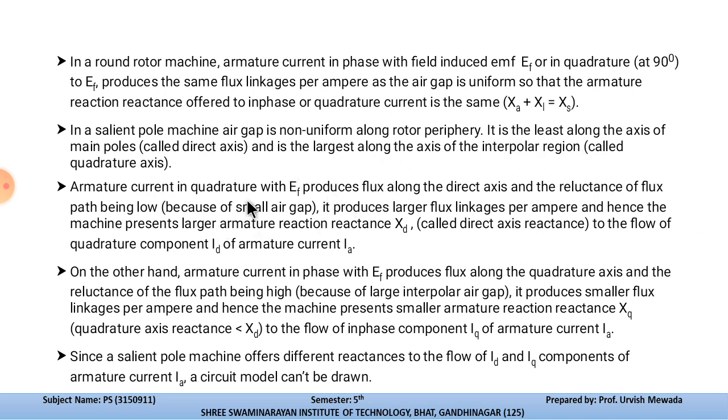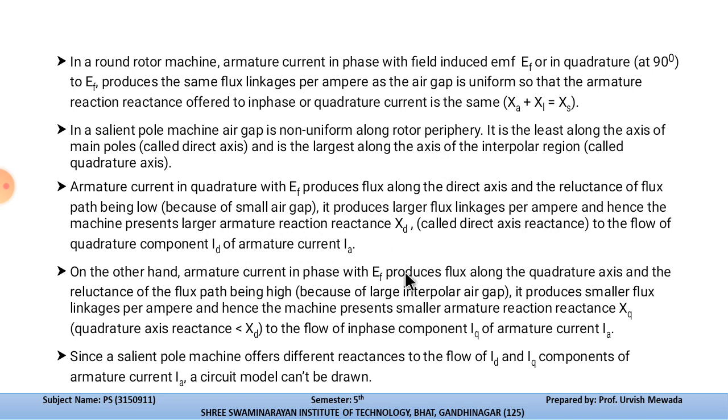Now the armature current in quadrature with EF produces a flux along the direct axis, and the flux path is low reluctance because of the small air gap. So the smaller air gap offers the least reluctance, and it produces a large flux leakage per ampere. Hence the machine presents a larger armature reactance XD, called the direct axis reactance, to the flow of the direct axis component ID of the armature current IA. So this is the working principle of the salient pole machine.